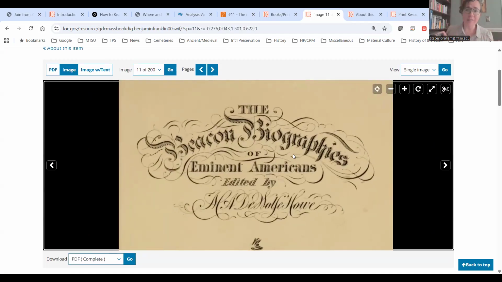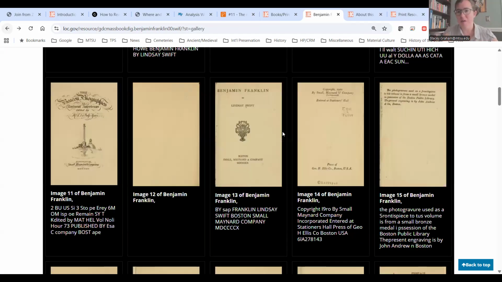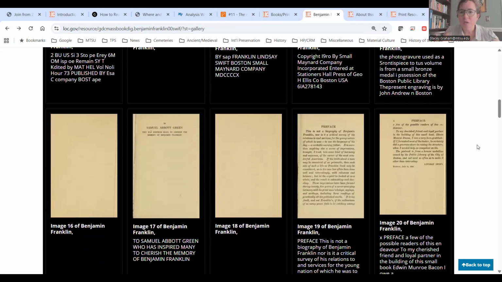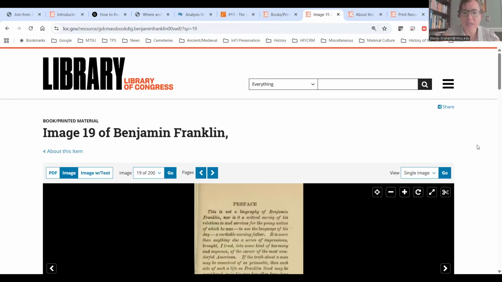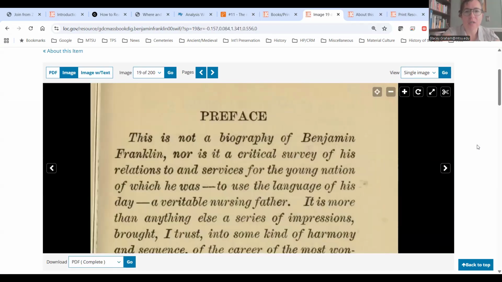It's a part of a series, so that's another question you want to find out. The Beacon Biographies of Eminent Americans. So that gives us a clue as to what the take is going to be on Benjamin Franklin here. So let's say we finally found the preface and we're going to take a closer look.